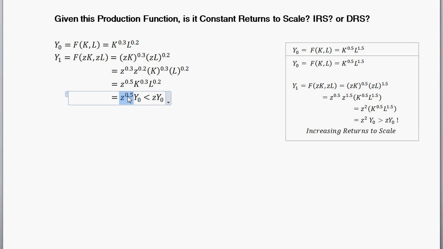It's z raised to the 1/2, so this is the square root of z. For any value of z greater than 1, if you raise that to the 1/2, that is, if you take the square root of it, it's going to be less than z. So given an increase of z, output has increased by less than the proportional change we increased the inputs by. So this is diminishing returns to scale, decreasing returns to scale.